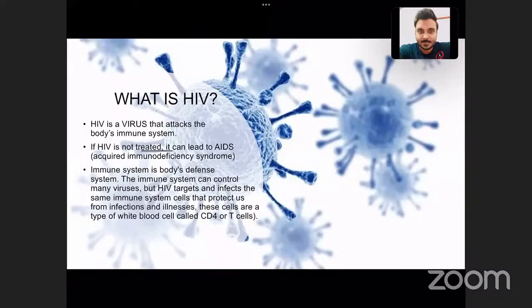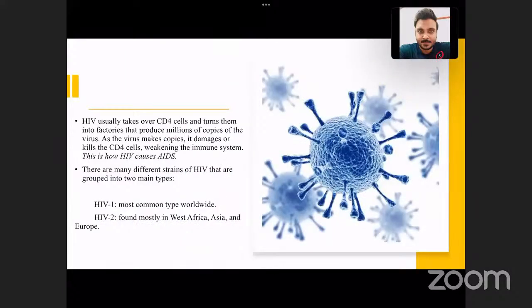The immune system can control many viruses, but HIV targets it and infects the same immune system that protects us from infections and illnesses. These cells are a type of white blood cells called CD4 or T cells. Next slide. HIV usually takes over CD4 cells and turns them into factories that produce millions of copies of the virus. As the virus makes copies, it damages or kills the CD4 cells, weakening the immune system. And this is how HIV causes AIDS.